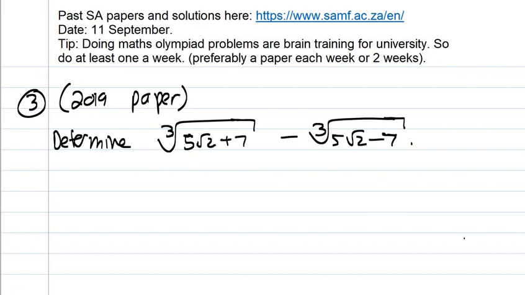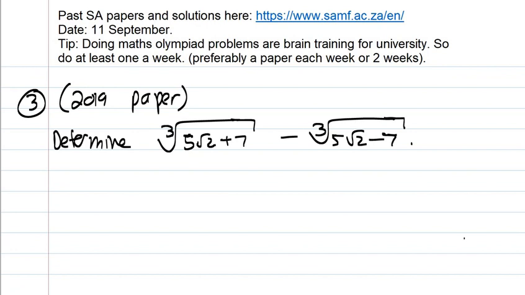All right. So my tip is aim to do at least one Olympiad problem per week. You can obviously download problems from the SAMF website. And if you want to, you can even try to do a paper every week or every 2 weeks or once a month. All right. So let's start with this problem.